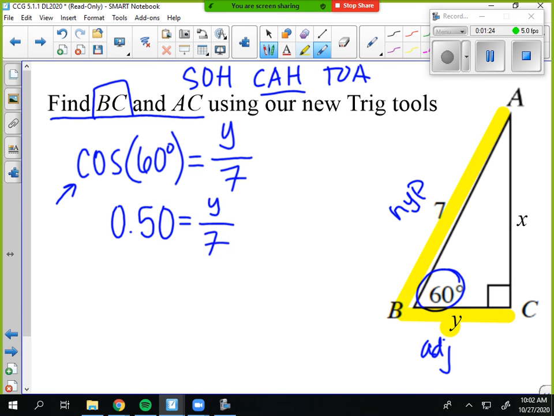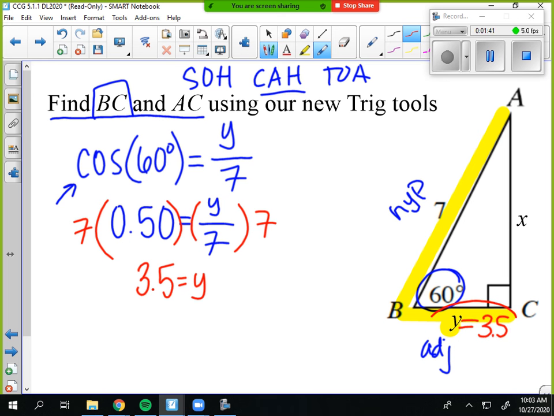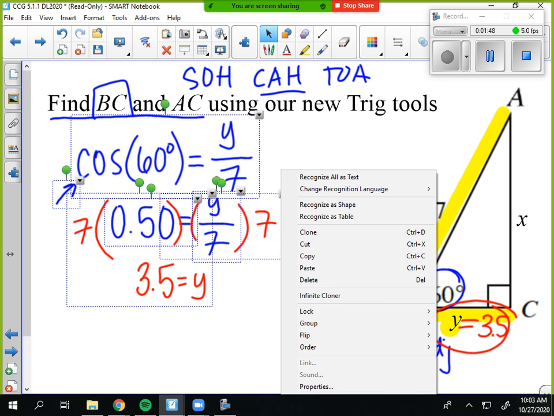Okay? And then I just have to solve that equation. So to get y by itself, multiply both sides by 7. 7 times 0.5 is 3.5. So that means that BC is 3.5. Okay? All right, so then if I wanted to put that all together, that would help me find BC.